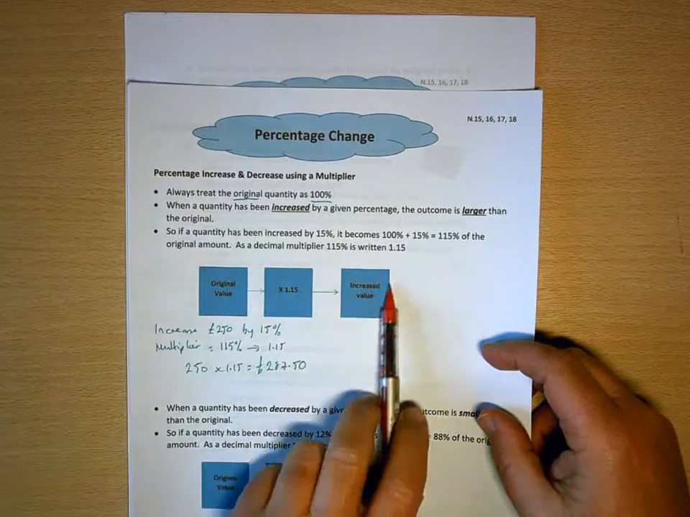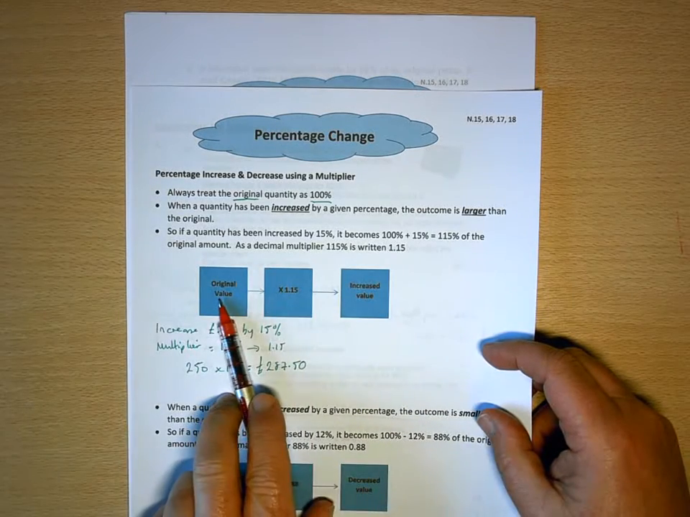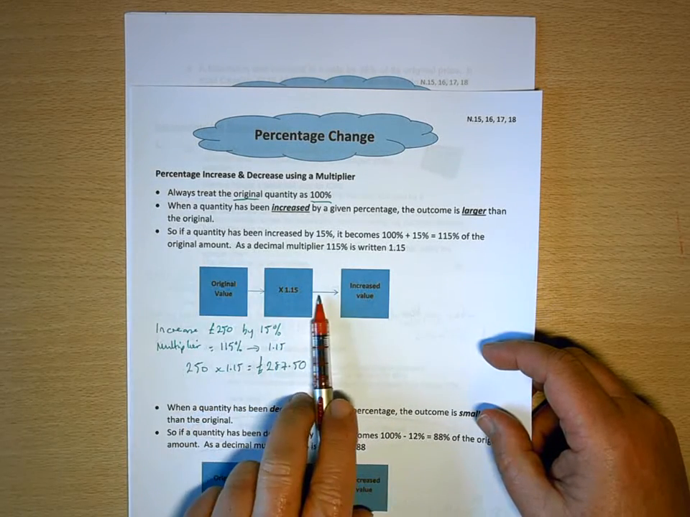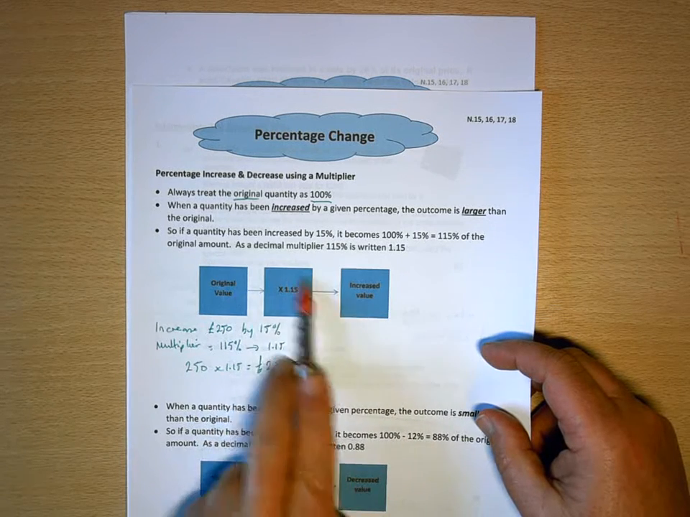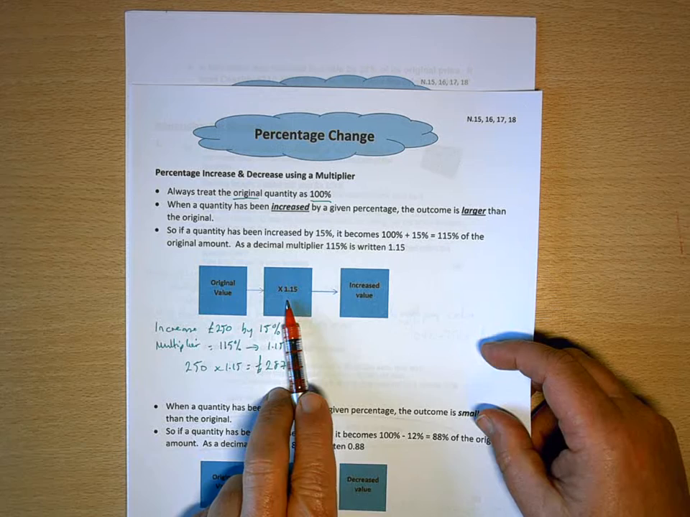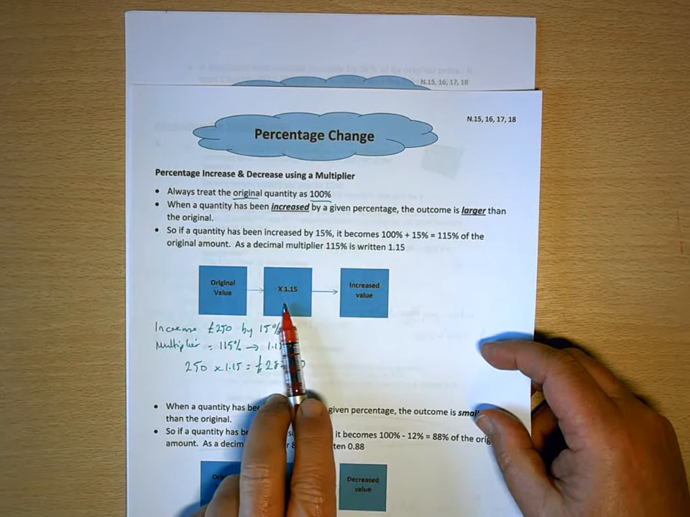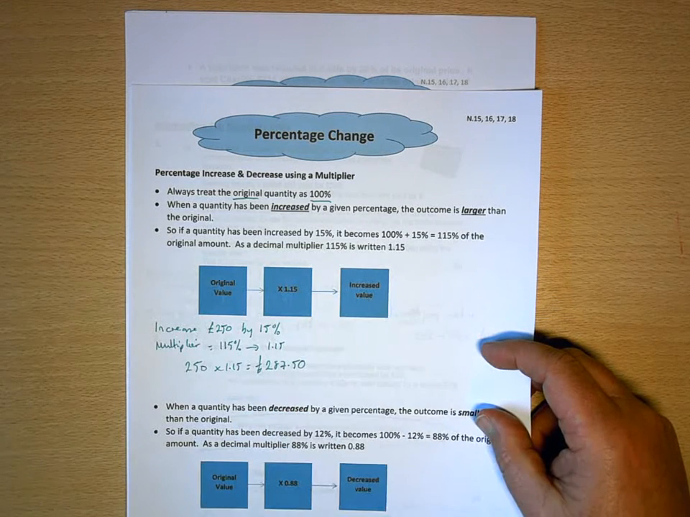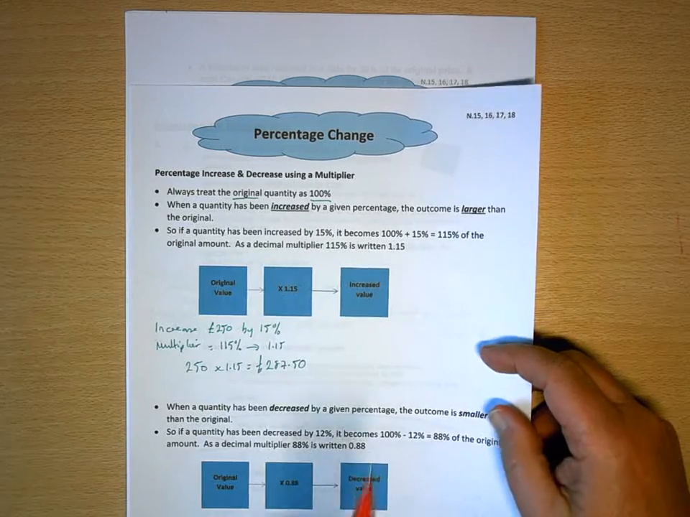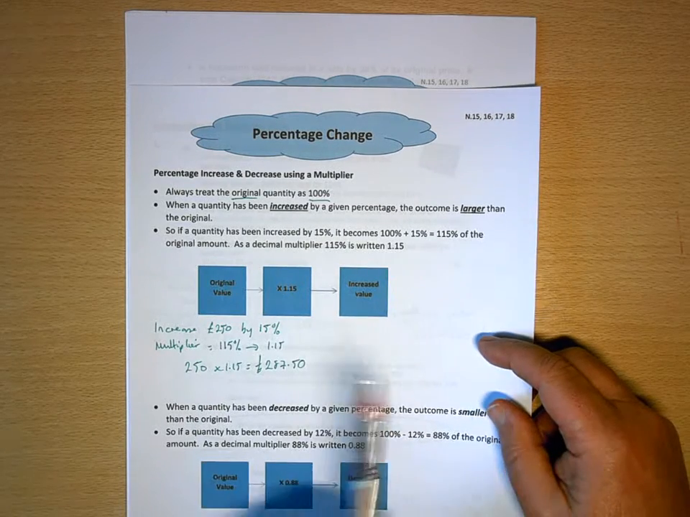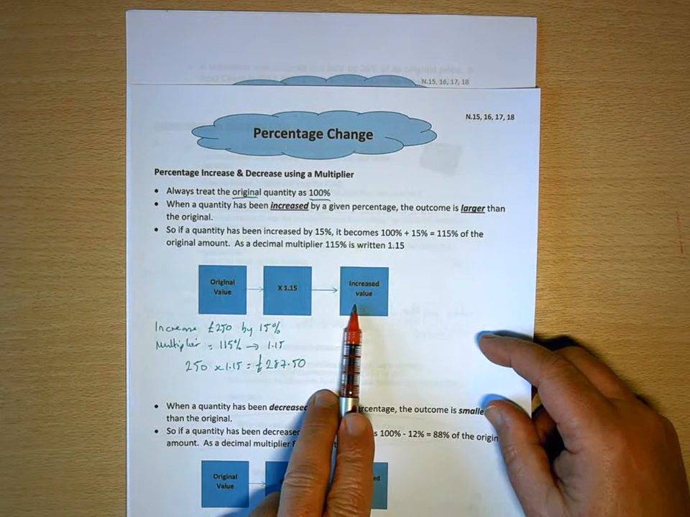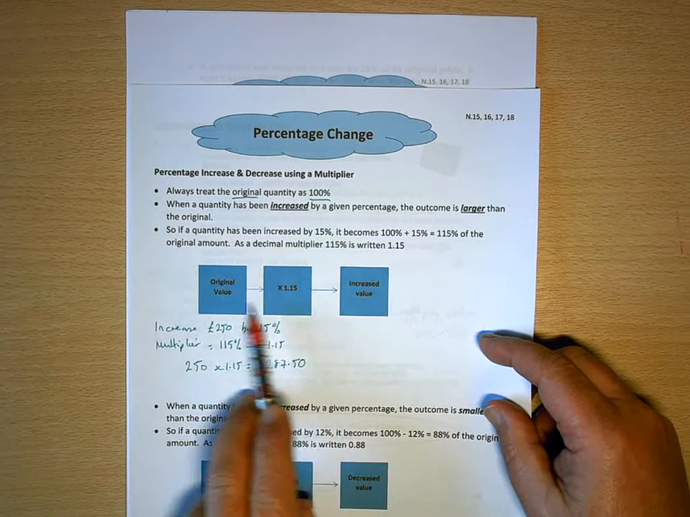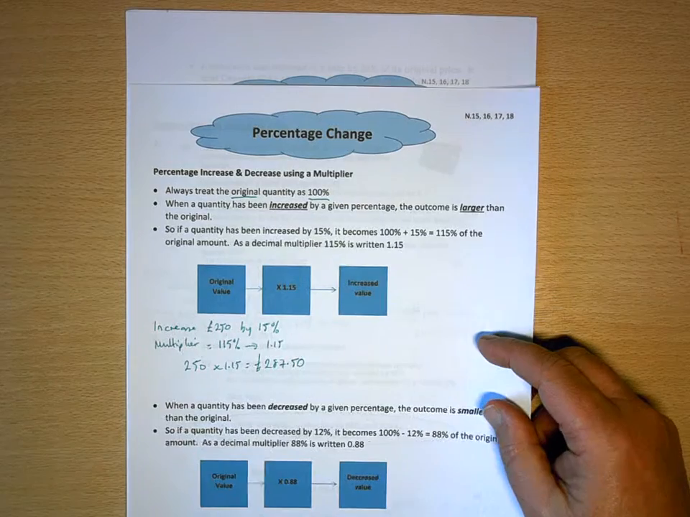And we're going to be focusing very much still on this number machine idea where you've got your original value. We're going to push that through a multiplier that's either going to increase or decrease the value, and we're going to have an output. What's going to be different today is we're going to be given the output and the multiplier, and we have to work out what the original is.